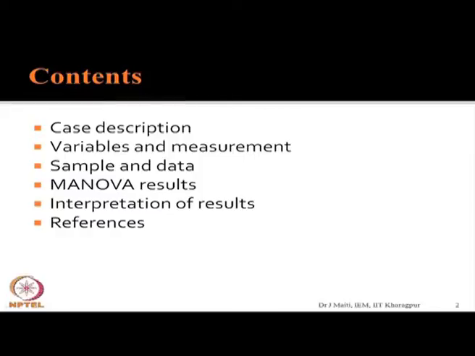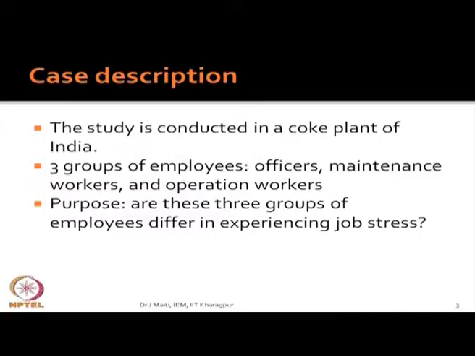This is a real case study we are doing now. The study was conducted in a coke plant in India. Three groups of employees were considered: officers, maintenance workers and operation workers.